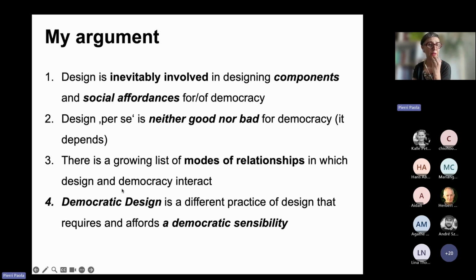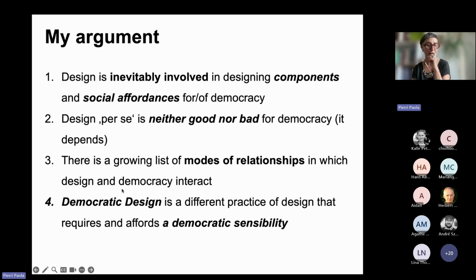The second point of the argument is that design per se, I believe, is neither good nor bad for democracy. It depends exactly on the way in which design is used in democratic space. And the third point of the argument is that this relationship between design and democracy that I'm trying to articulate is a growing relationship, with different modes in which these two concepts come together. And I believe we should pay more attention to these interactions.